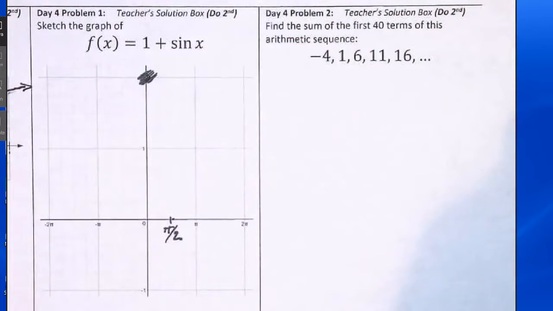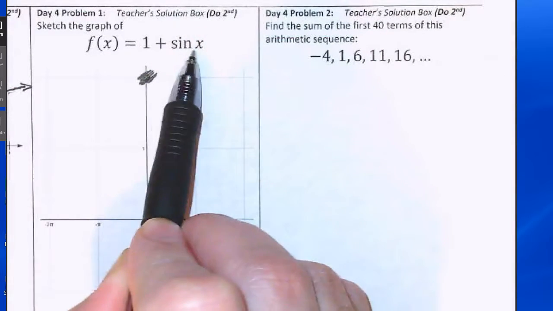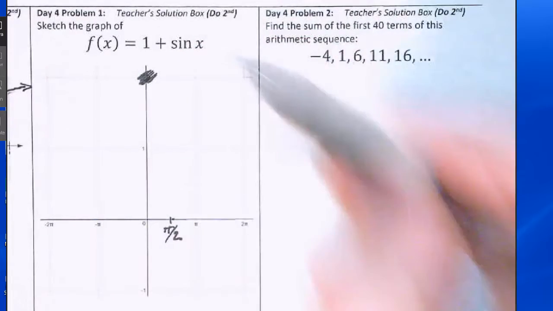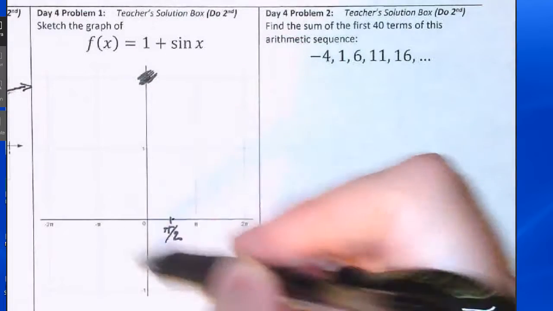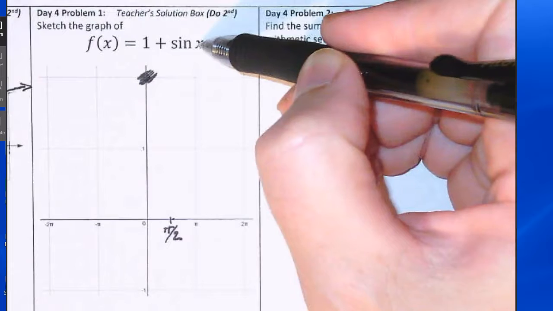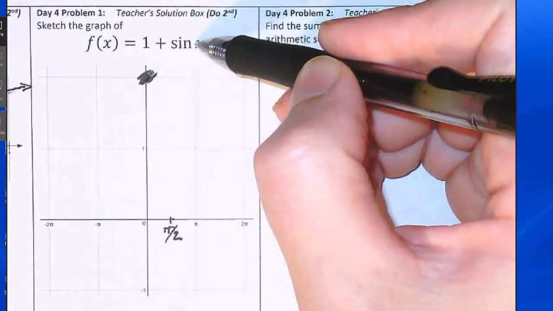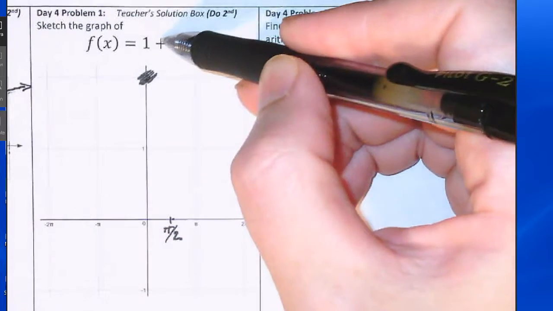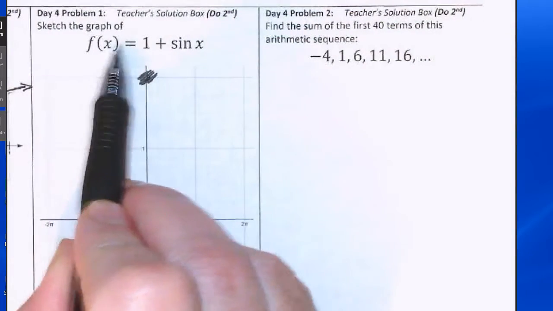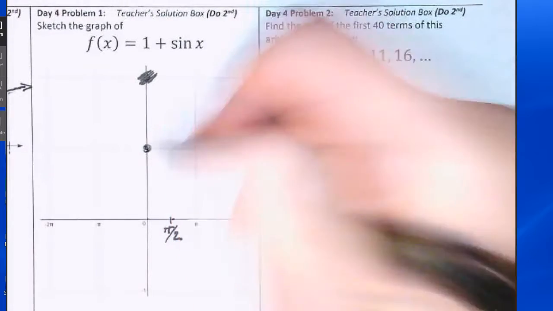Now we can use the unit circle to help us find values for sine x. We just need to add 1 to those answers that we get from the unit circle. On the x and y axis, the origin is at 0, so let's find the sine of 0 from the unit circle. Looking at the unit circle, the sine of 0 is 0, and then adding 1, we get 1. So when x is 0, f of x equals 1. So 0, 1 is a point on the graph.